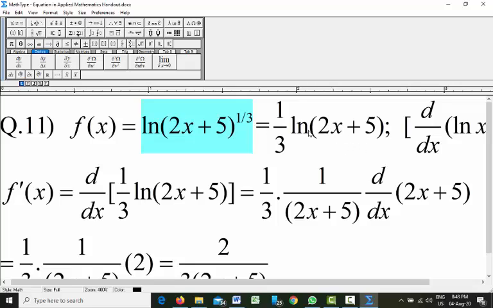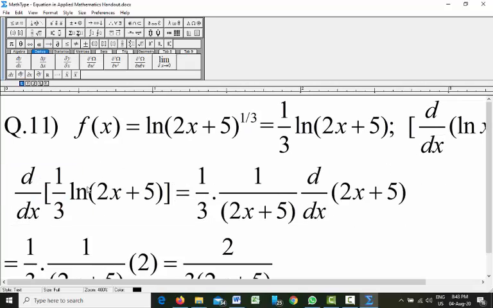Now we want to do differentiation of this one, 1 by 3 ln of 2x plus 5. So 1 by 3 is the coefficient.